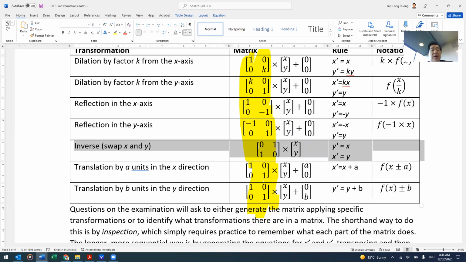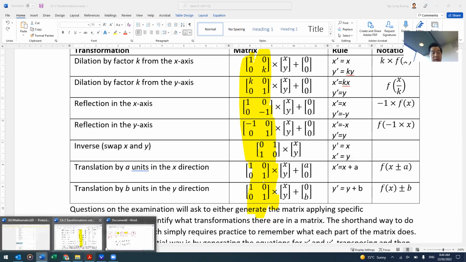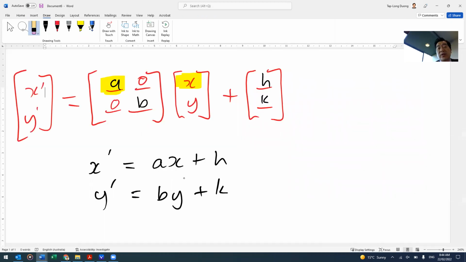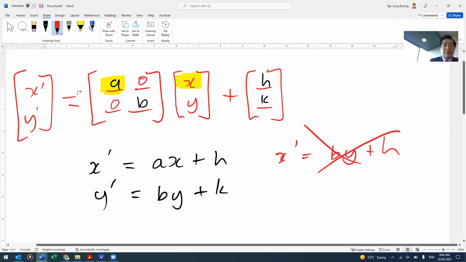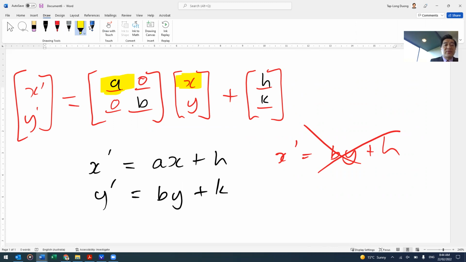So you won't have one where the new X equals the old Y plus the H. You won't get those anymore. That's essentially an inversing, swapping them over. It's just going to be, the numbers will be there and there, and these two numbers will always be a 0. It won't be the other way around.